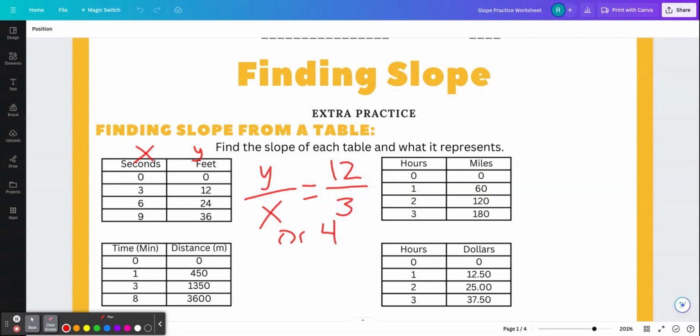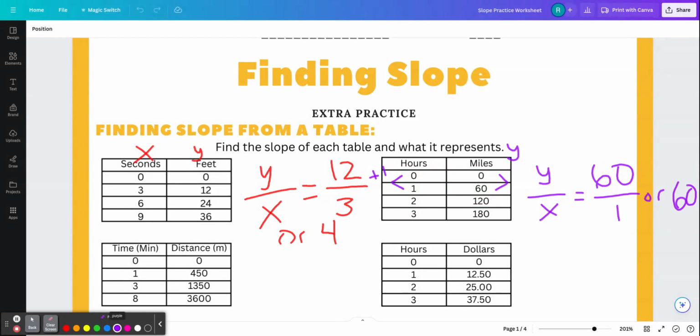So let's try one more to give you another example. From 0 to 60 here, that would be your y. And again, y over x. 0 to 60 would be 60. And 0 to 1 would be up 1. And 60 divided by 1 would be 60.